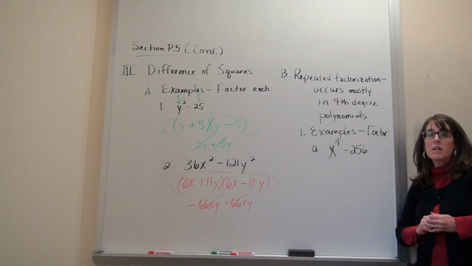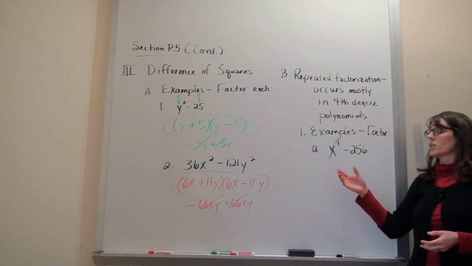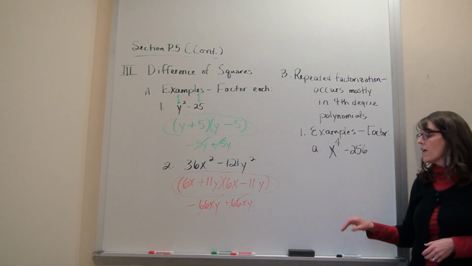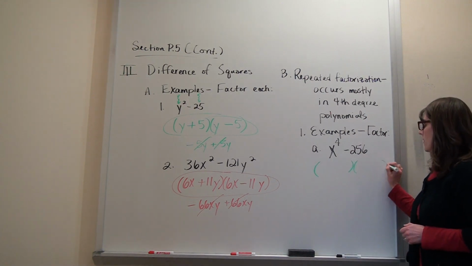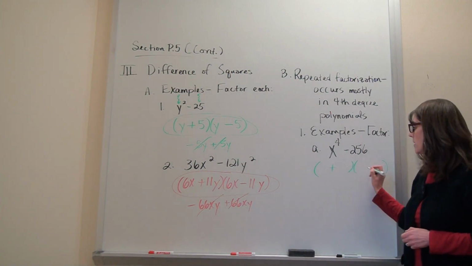Now what happens with repeated factorization is I'm going to look at this and do everything that I did before. In other words, I'm going to see if there's something common that I can divide out before I do anything else. There's not. So then I'm going to head for that double parentheses, and I know that this back sign here, it's a minus. That tells me these signs are opposites. One's a plus, one's a minus.